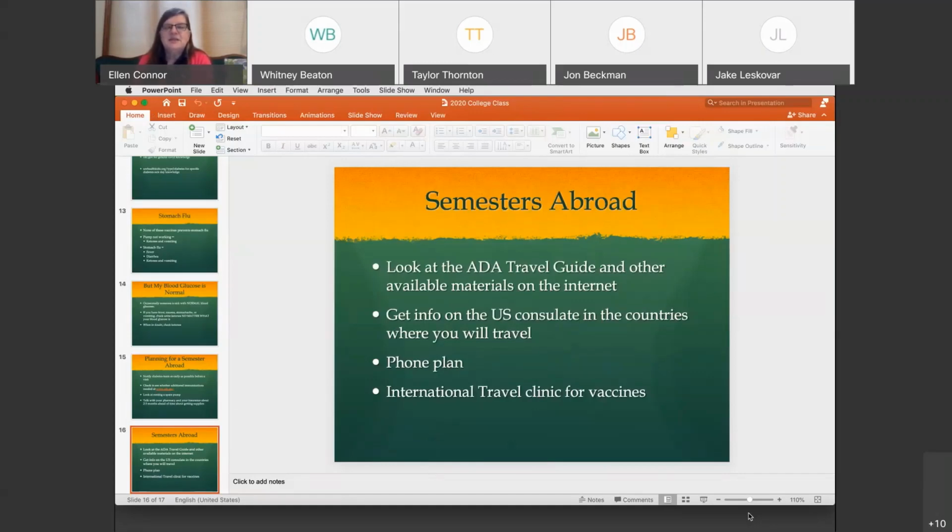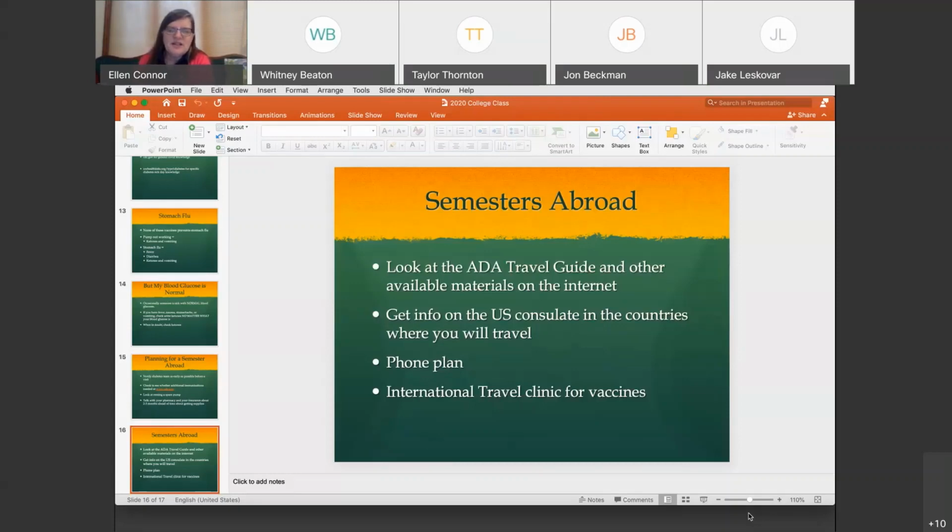It's good to know where the U.S. consulate is in whatever country that you'll be traveling in, in case you had something weird happen. We once had somebody who needed to have surgery, and so it was good to have some contacts going back and forth between Australia and the United States when that was going on.